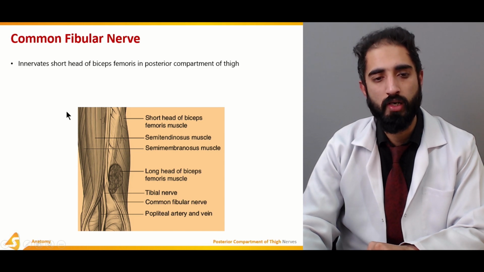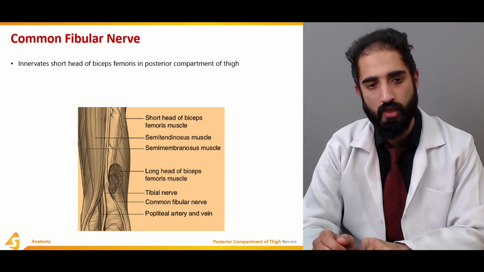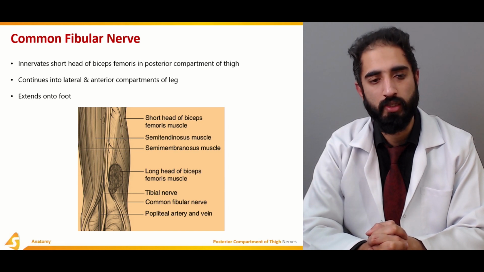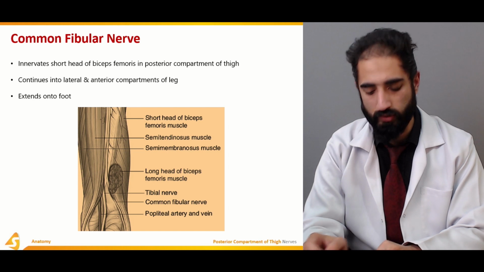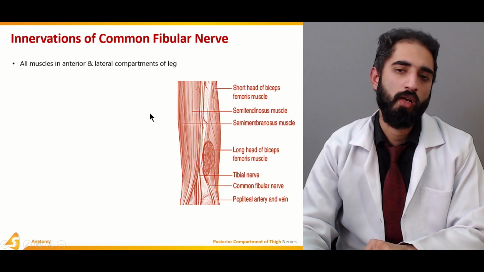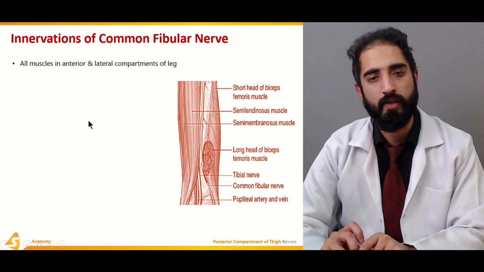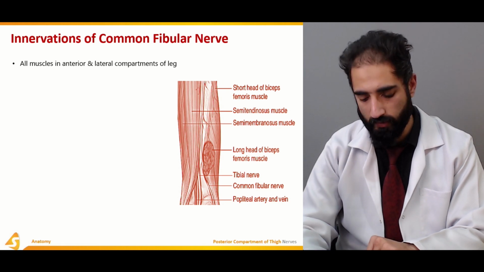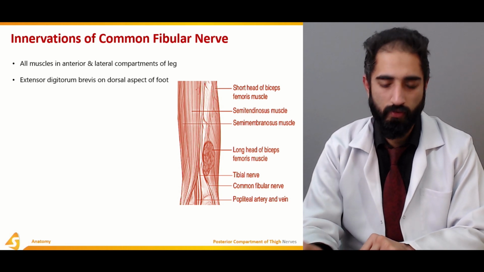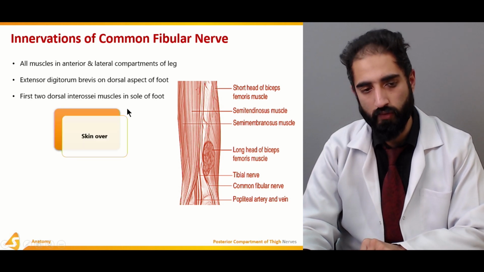Talking about the common fibular nerve, it innervates the short head of the biceps femoris in the posterior compartment of the thigh and continues into the lateral and anterior compartments of the leg, and it extends onto the foot. The innervations by the common fibular nerve include all of the muscles in the anterior and the lateral compartments of the leg, as well as the extensor digitorum brevis on the dorsal aspect of the foot, as well as the first two dorsal interossei muscles in the sole of the foot.